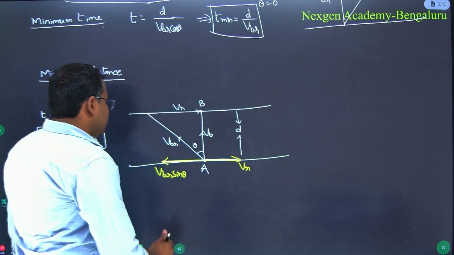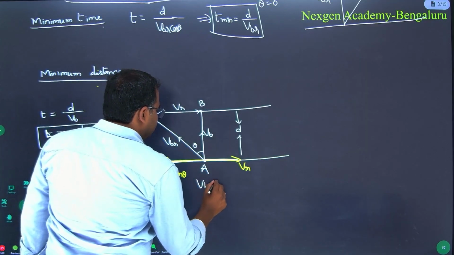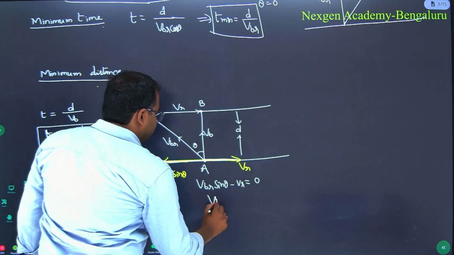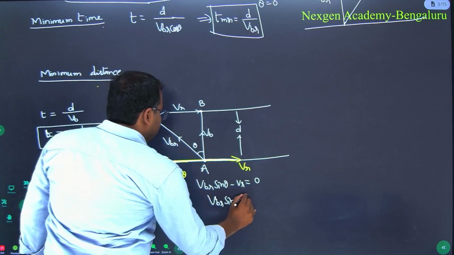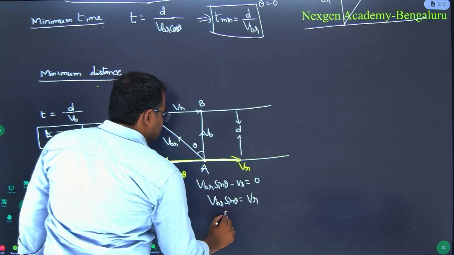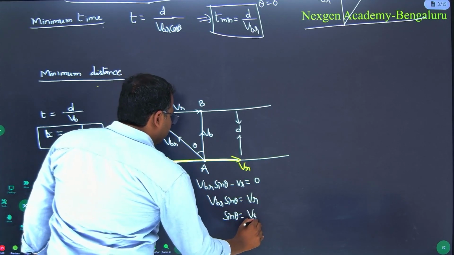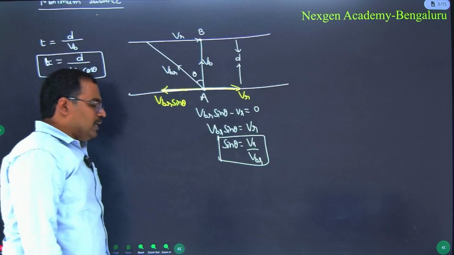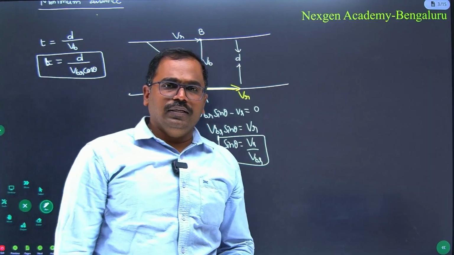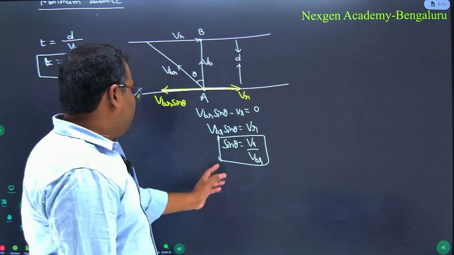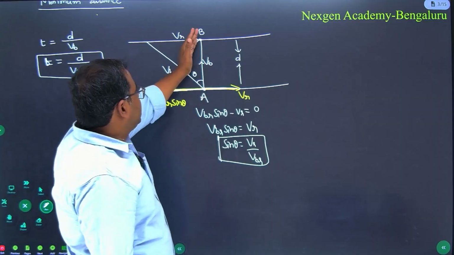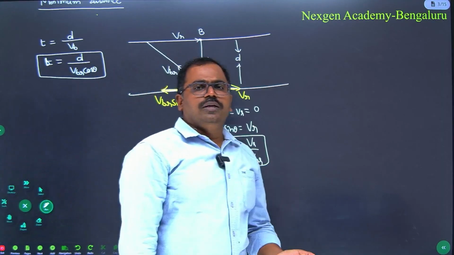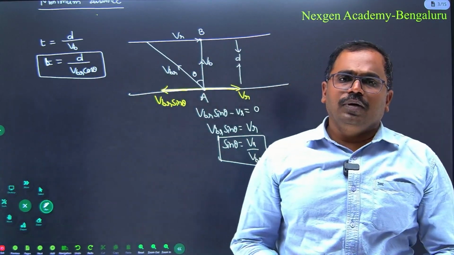So here VBR sin theta minus VR equal to 0, or you can write this as VBR sin theta equal to VR, or sin theta is equal to VR by VBR. With this angle, that boat has to start its journey and always it has to aim with that angle. Then only it will reach the exactly opposite bank of the river. Okay. These two kinds of questions usually we will get on these boat river problems.